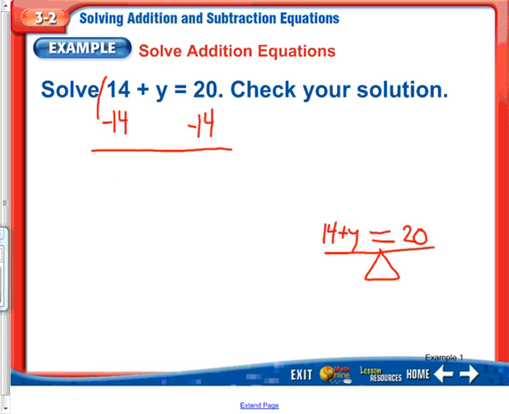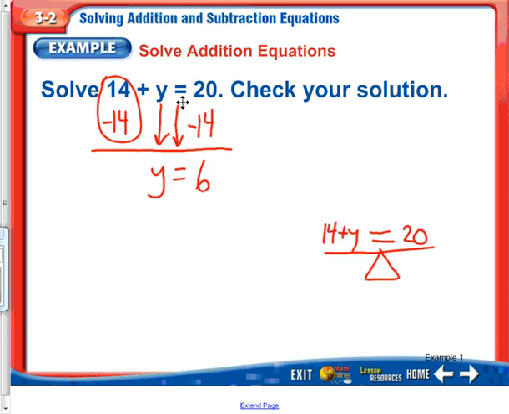Well, 14 minus 14 is 0, so I don't need to write a 0 down here. But I will bring my y, my variable, straight down, because we didn't do anything to the y. I will bring my equal sign straight down, and now I will solve this part of the problem. 20 minus 14 is a positive 6. So what we found is that y equals 6.